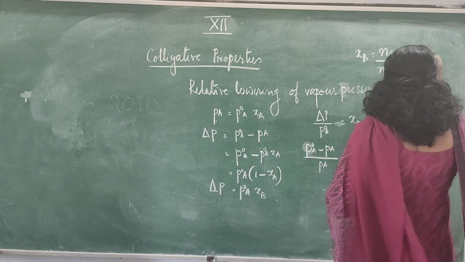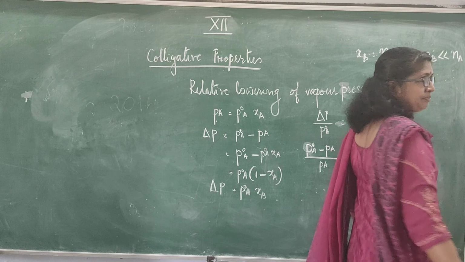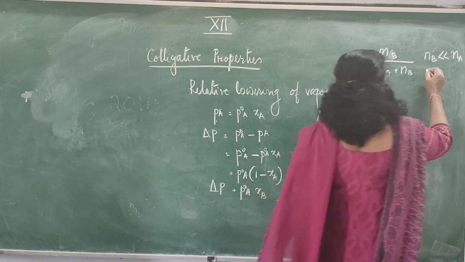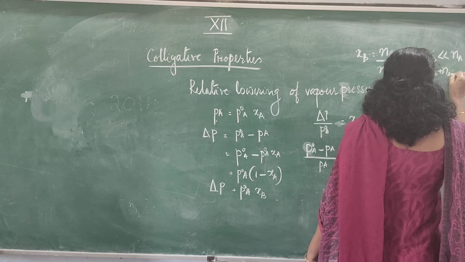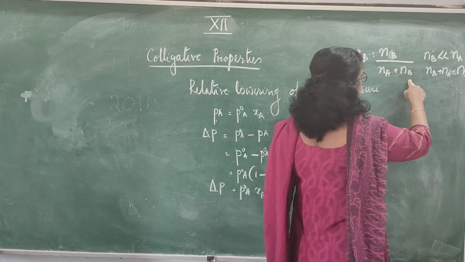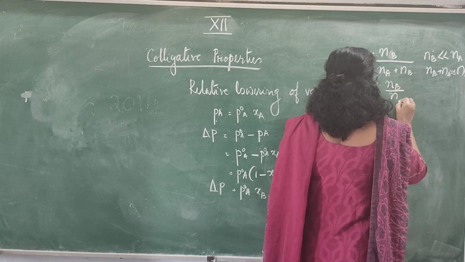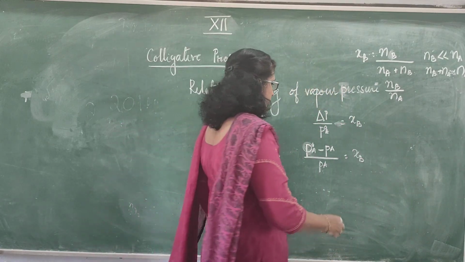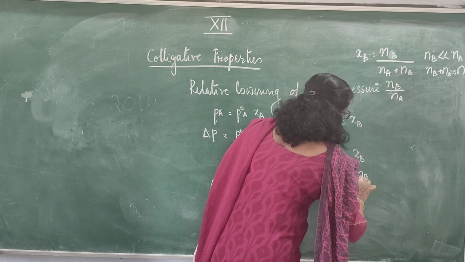That means nB will be very much less when you compare it to nA. The number of moles of B will be much lower than the number of moles of solvent. So, you can say nB plus nA will be almost equal to nA. So, instead of nA plus nB, you can take nA. So, XB is equal to nB by nA, that is, the number of moles of solute by the number of moles of solvent.